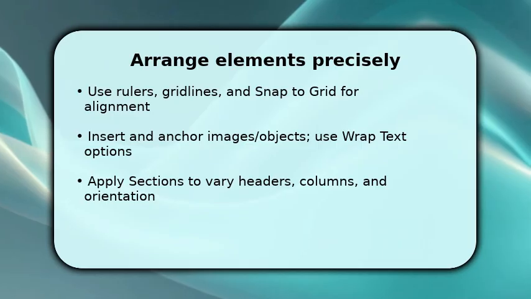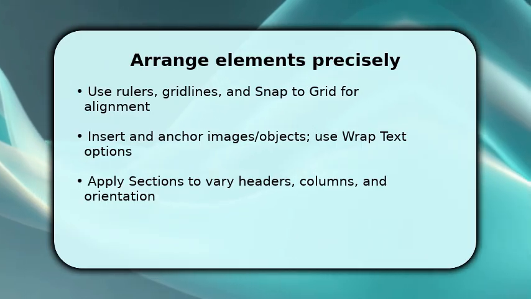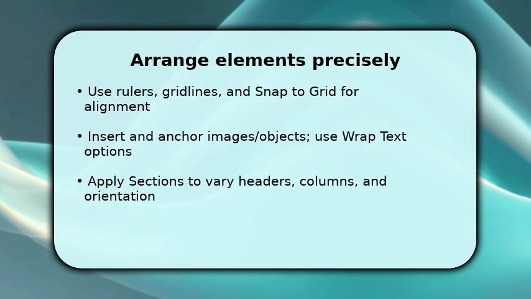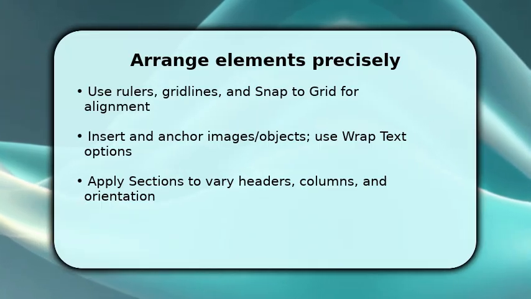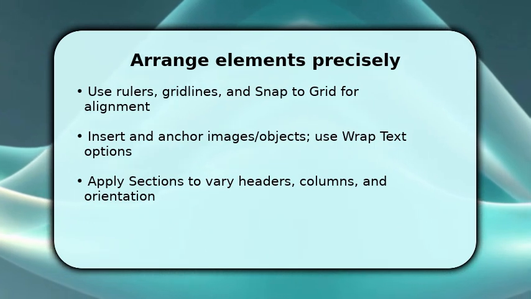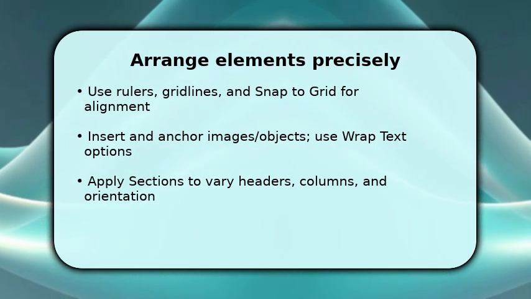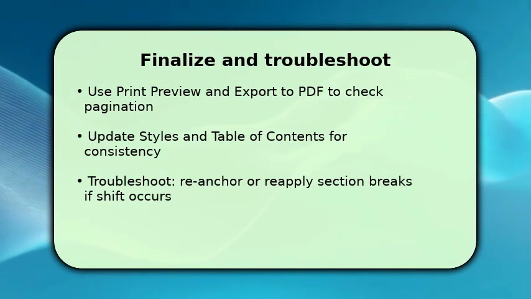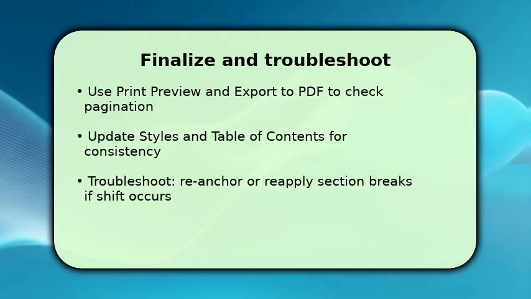Apply sections to change headers, footers, columns, or orientation mid-document. Once objects are anchored and sections set, you can tweak spacing consistently. This gives predictable behavior across different pages and ensures clean export to PDF or print. Finish by running Print Preview and exporting to PDF to confirm pagination, margins, and element placement exactly as intended.